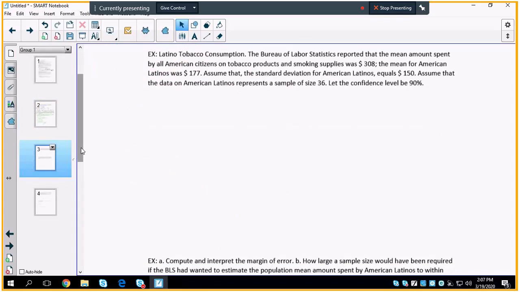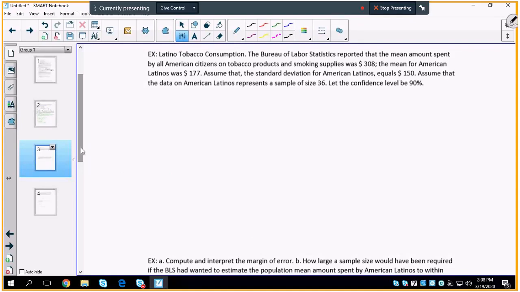This is about Latino tobacco consumption. The Bureau of Labor Statistics reported that the mean amount spent by all American citizens on tobacco products and smoking supplies was $308. The mean for American Latino is $177. Assume that the standard deviation for American Latinos equals $150. Assume that the data of American Latinos represent a sample size of 36. The confidence level is 90%. And we're going to answer all 4 of those questions that we have answered in the last problem.